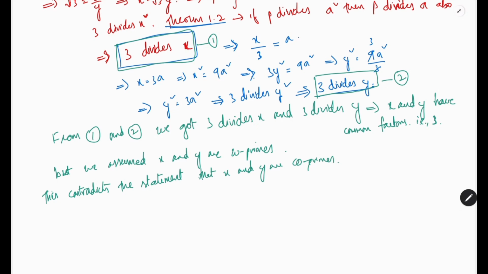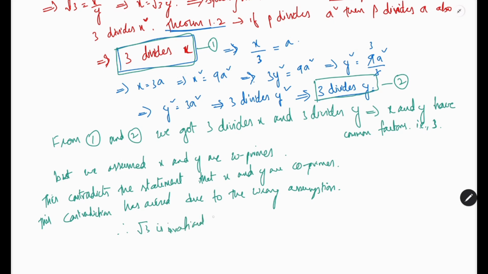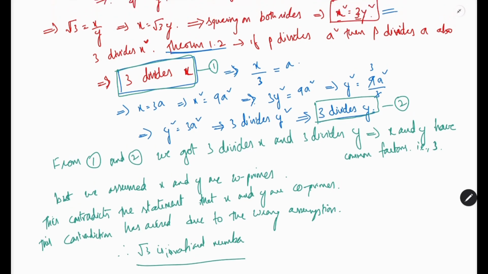So this contradiction has arisen due to the wrong assumption. So our assumption is wrong. So root 3 is irrational. Our assumption that root 3 is rational is wrong. Okay, root 3 is irrational.